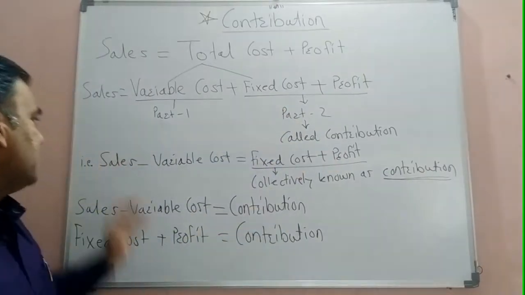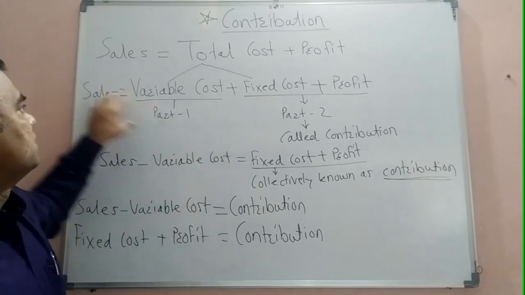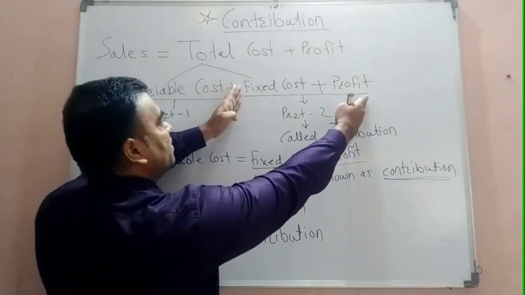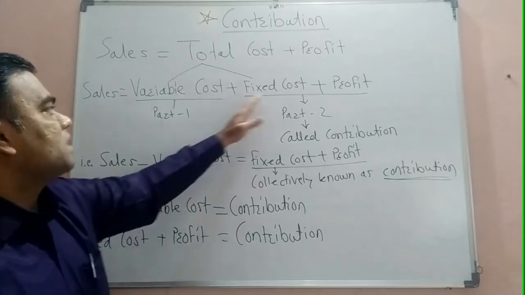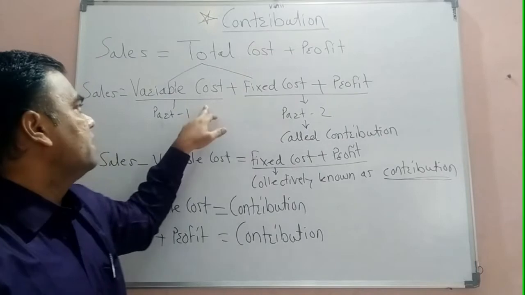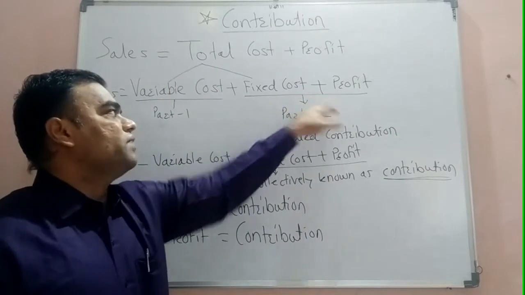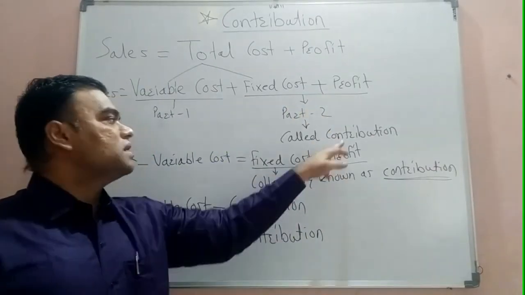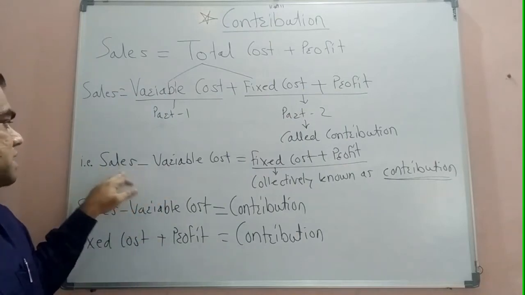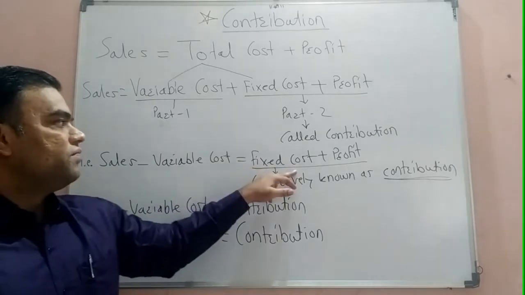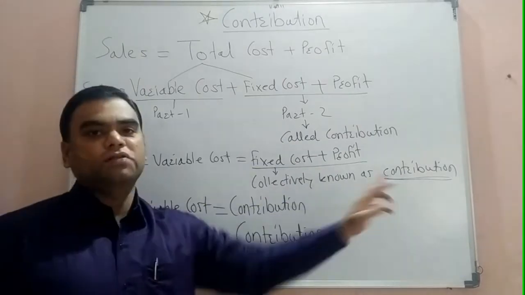In other words, if we deduct variable cost from sales, which two items remain? Fixed cost and profit. There are a total of three items included in sales. If we deduct variable cost, these two items remain: fixed cost and profit. And fixed cost and profit collectively are known as contribution.